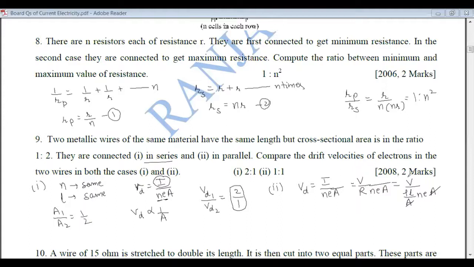Now here in parallel combination, the potential difference across each wire will remain the same. That is, V is the same. As the material is the same, rho is the same. Given in the question that the length is the same. As the material is the same, the number density of the electrons is the same and also E is the same. So here Vd is V upon rho L N into E. So Vd1 to Vd2 will be equal to 1:1. It will remain the same.